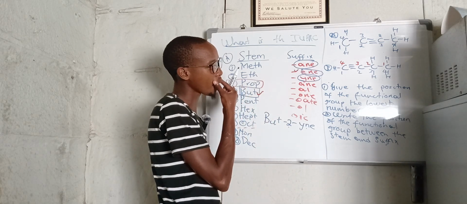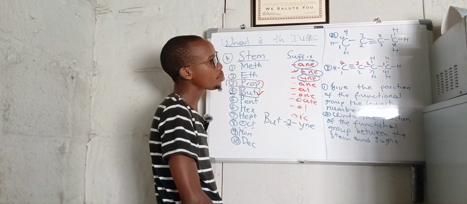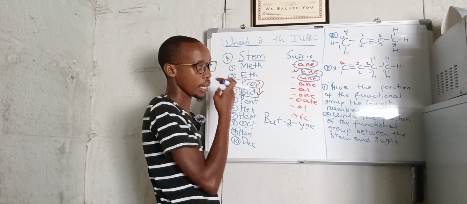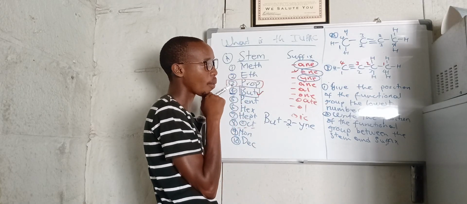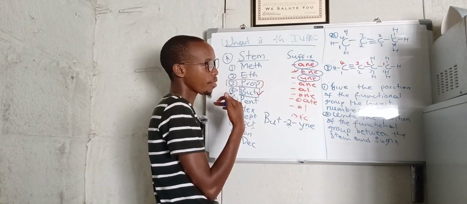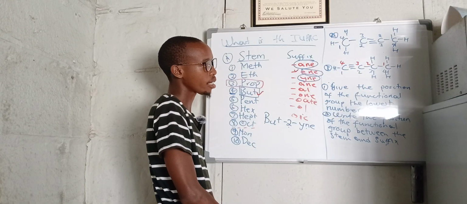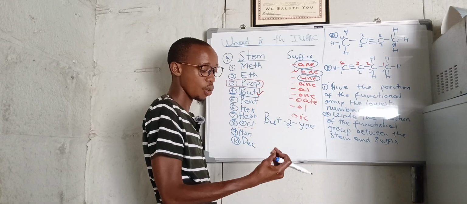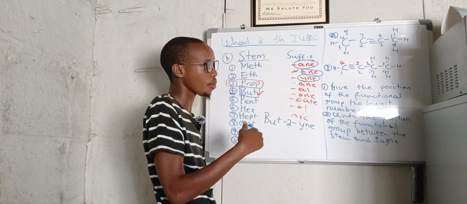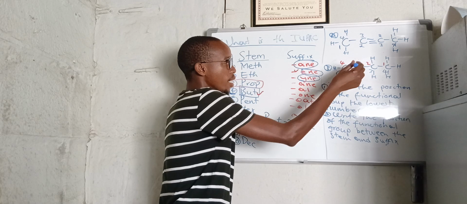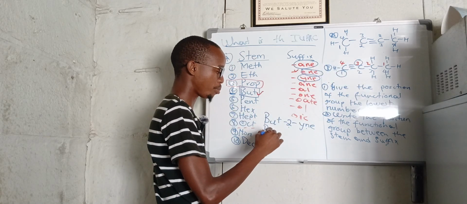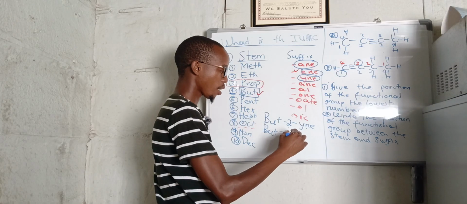Now let's check again molecule B. Molecule B tells us this thing. It has 4 carbons, and if we count from left to right, the functional group will be between carbon number 1 and 2. But if you come from right to left, the functional group will be between carbon 3 and 4. And again, we check the position that is lowest between the first one and the second one. We see that 1 is less than 3. So we are going to take position 1, which is going to be but-1-yne.